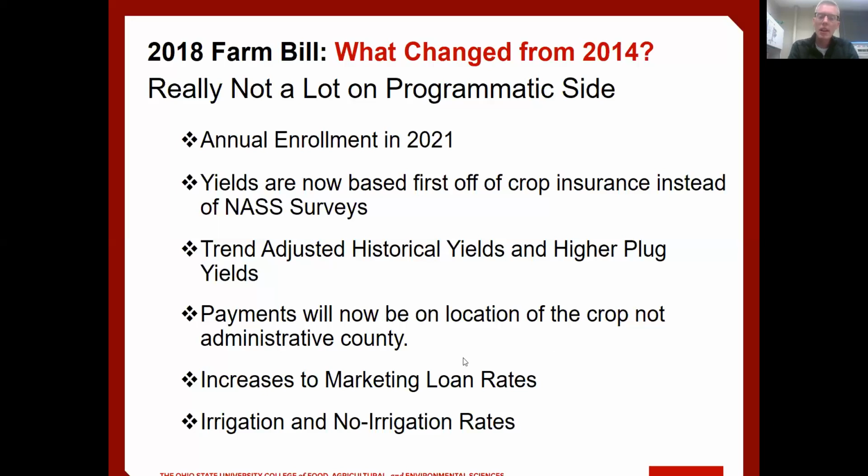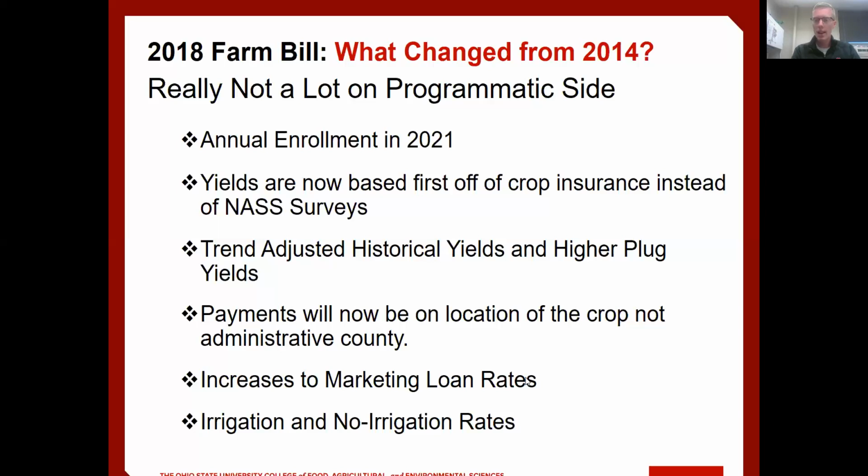The next thing is payments are now going to be based on the location of the crop and not on the administrative county. In the previous Farm Bill, there was extreme variation between counties. Some counties triggered an ARC County payment, some did not. And so what you see here is the Farm Service Agency saying, whether a farm has acreage in 2 counties, 5 counties, or 1 county, they're going to receive the same payment for all their acres, and it's going to be based on a weighted percentage of the acres that were in the counties that triggered payments.